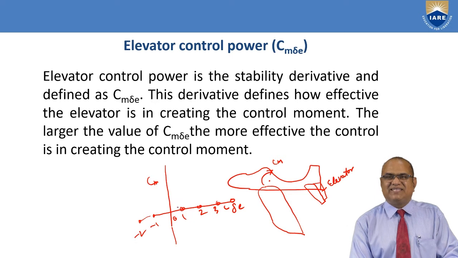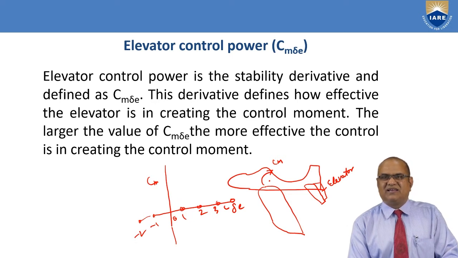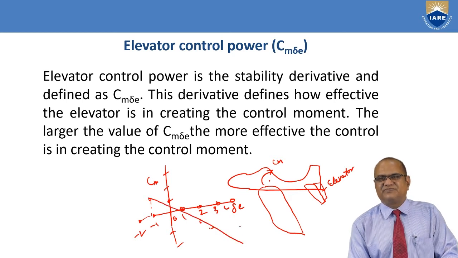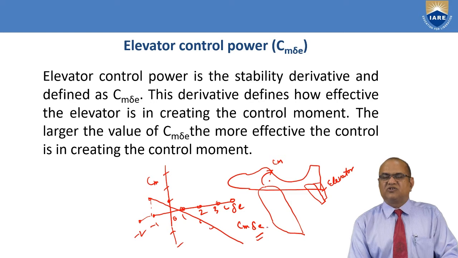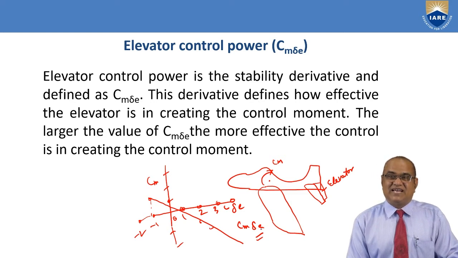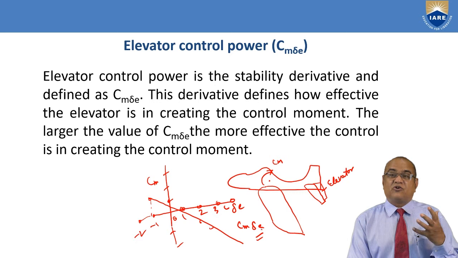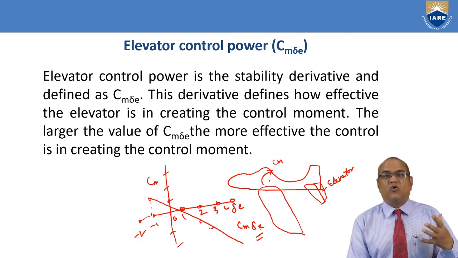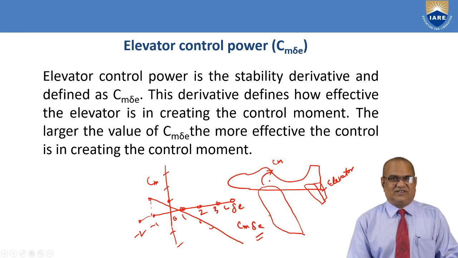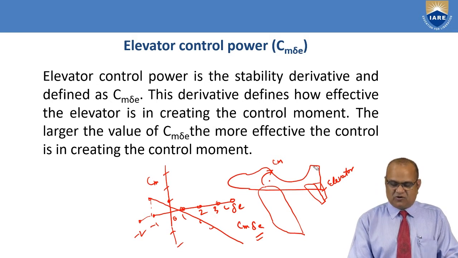And if you see by this, the moment also will be different at different conditions. At 0, assume it is here. And at 1, it is here. Then 0 at here. So it will go like this. So this is the Cm delta E. This Cm delta E gives how much control power your elevator has. So that is the effectiveness of the elevator and up to what angle you can put this elevator. So that is the purpose of the elevator control power.